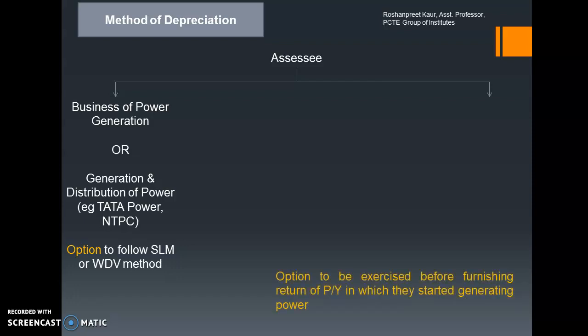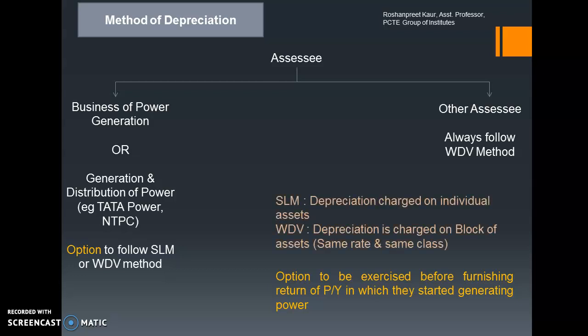The option is to be exercised before furnishing the return of the previous year in which they started generating power. So they can exercise this option before they file their return, whether they want to adopt the SLM method or the WDV method. And other than the power generation business, all other assessees have to follow the WDV method. There is no option given to them. Straight line method is charged upon individual assets, and written down value method is charged upon the block of assets. Now what is a block of assets?